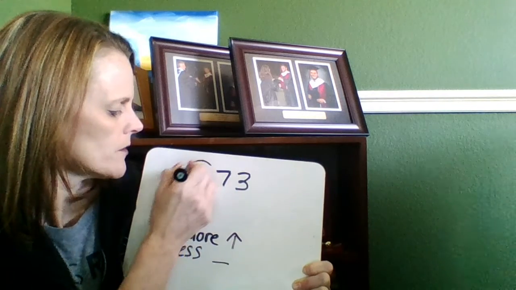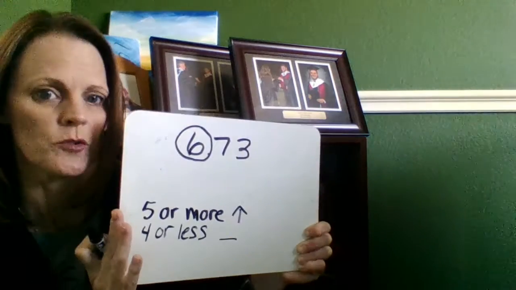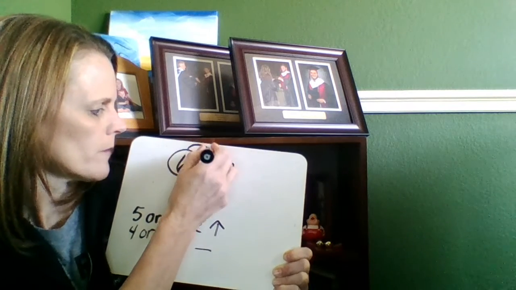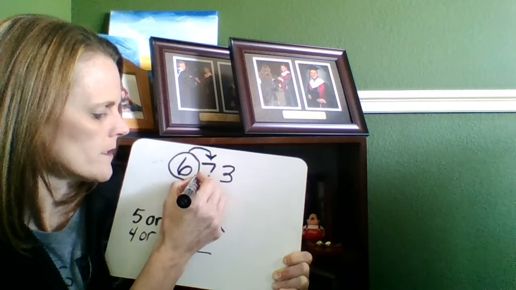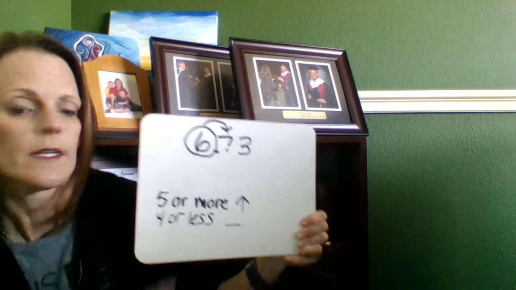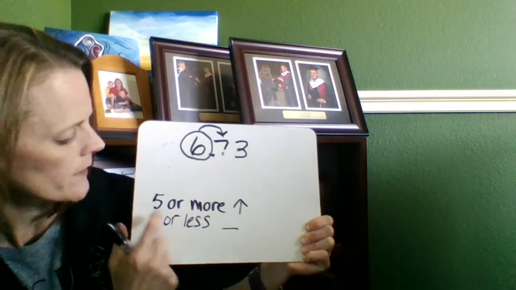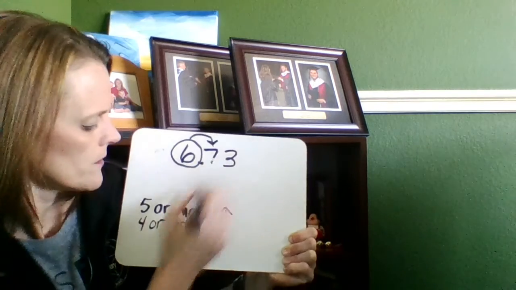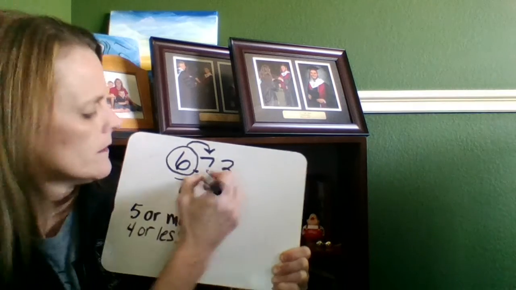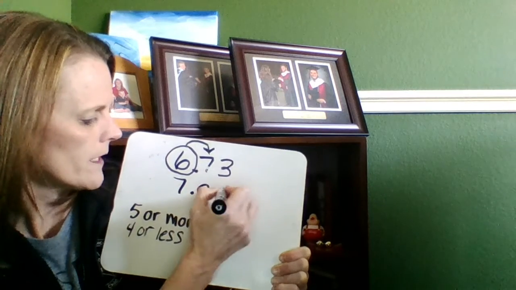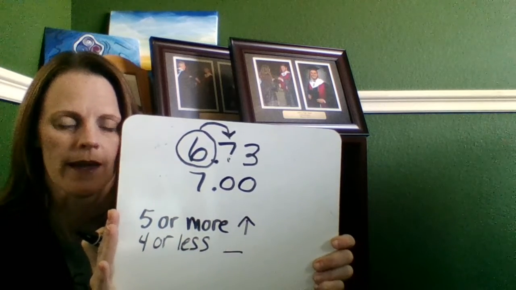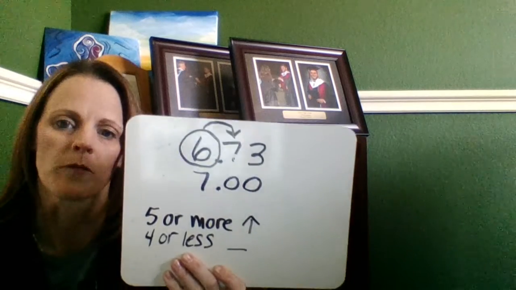So I'm rounding it to the 6, my whole number, which means I'm going to look at my next door neighbor, which is the tenths place, and the tenths place is going to tell me what to do. In this case, the tenths place is 5 or more. So I'm going to raise that 6 to a 7, and everything else becomes a 0. Okay, so there's just a quick review on rounding.